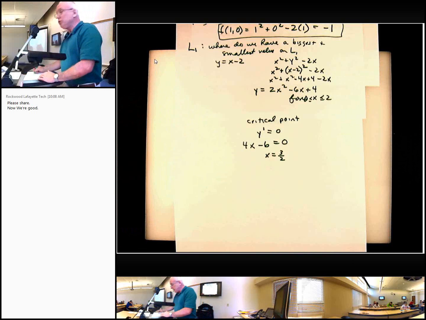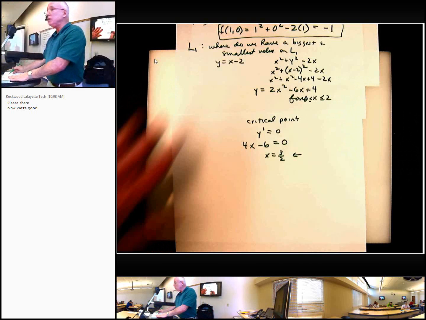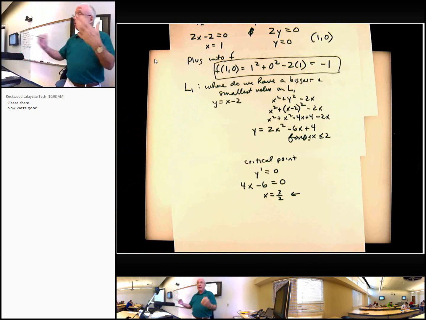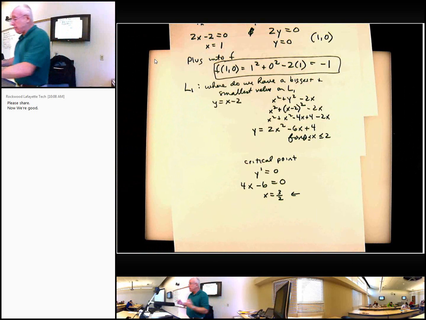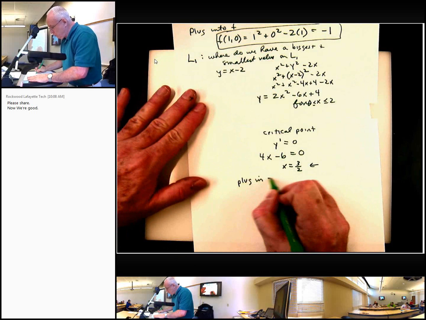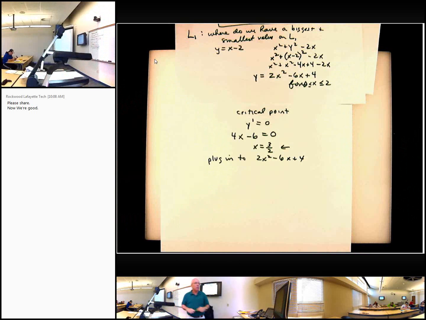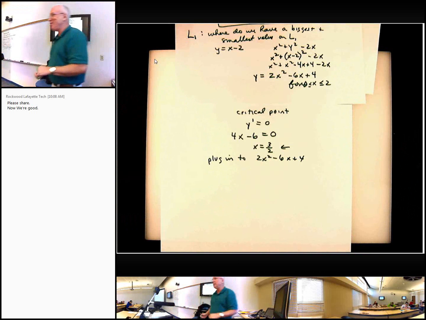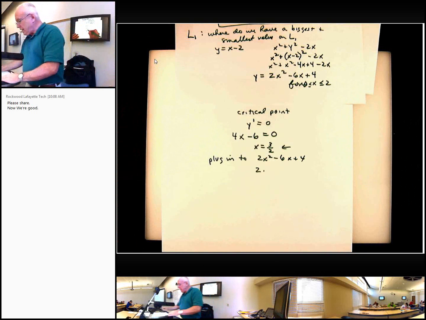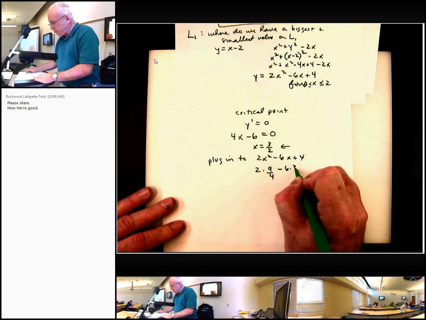So one thing I want to do then is plug 3/2 into our function of a single variable because we have to compare values. So let's find out what the value is at that point. Let's plug into 2x squared minus 6x plus 4. We have fractions, so we're going to have to do common denominators and all that good stuff, but I think we'll muddle through this. So 3/2 squared is 9/4, minus 6 times 3/2, plus 4.